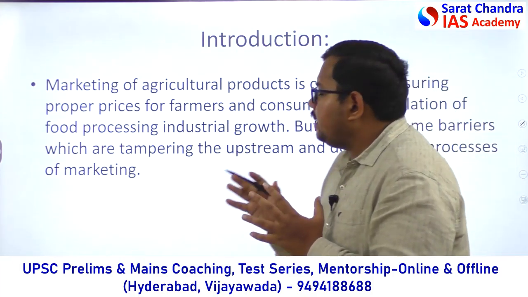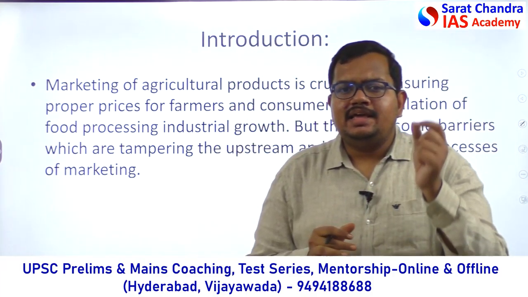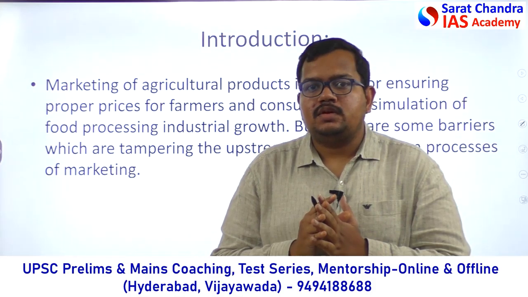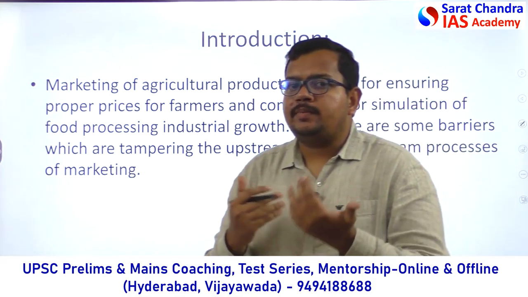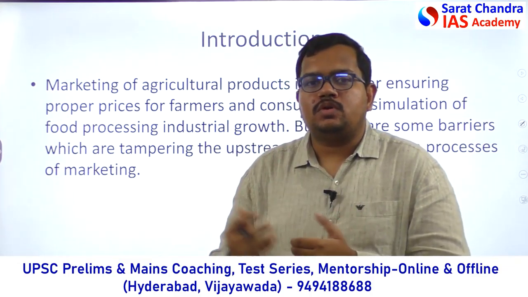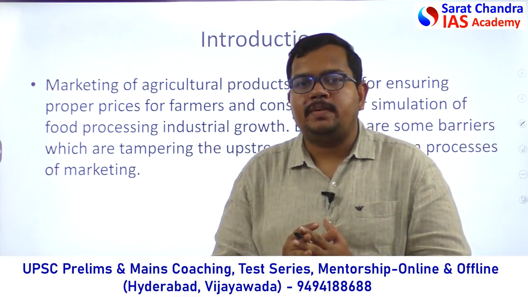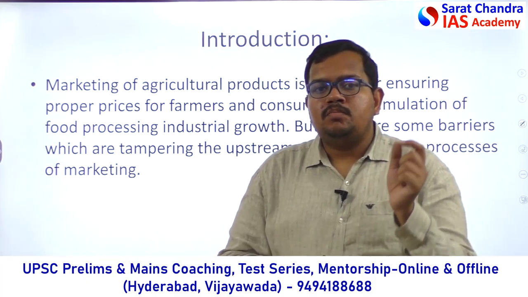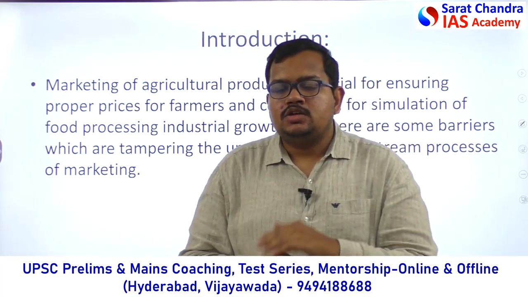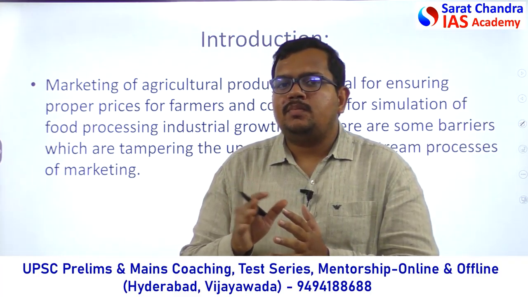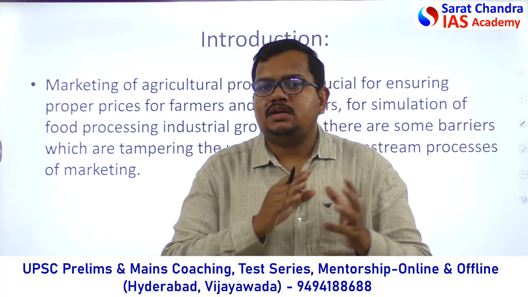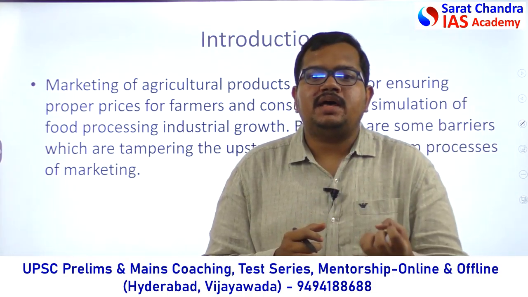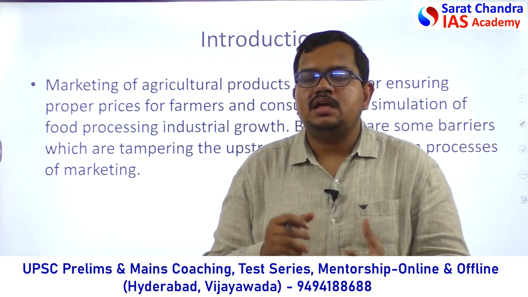So normally marketing of agriculture products, or agriculture marketing, is a very important part of the whole process of the agriculture sector. Unless agriculture marketing happens in a proper manner, the income of the farmers will not increase, and similarly the food processing industry will not work properly. But there are several impediments in this process of agriculture marketing, both in the upstream stage and downstream stage. So in this question we are going to see what the bottlenecks are in the upstream stage and in the downstream stage that are hampering the growth of agriculture marketing. Because agriculture marketing is important overall for the agriculture sector, we have to look at these things.